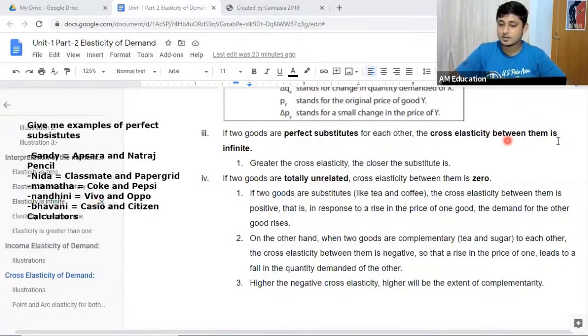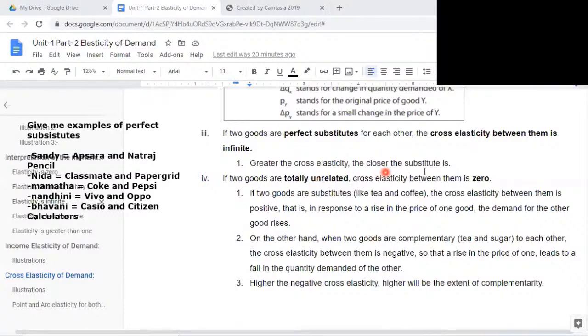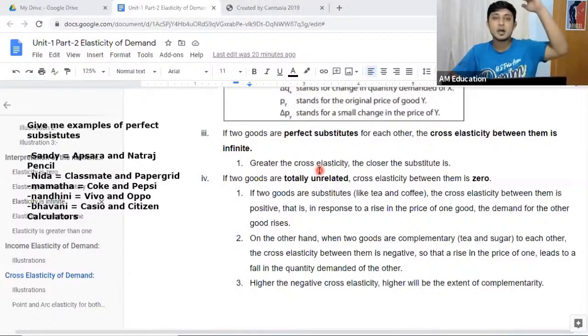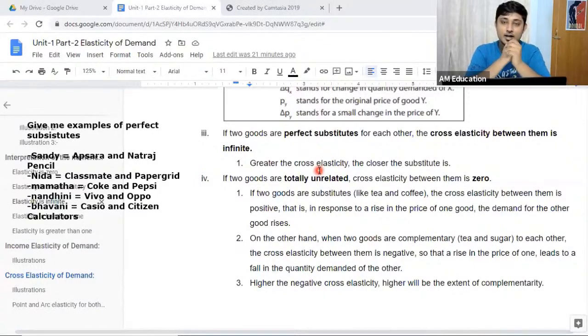Understood the meaning of the sentence? If two goods are perfect substitutes for each other, the cross elasticity between them is infinite. Greater the cross elasticity, the closer the substitute is. That means, what he's telling, the bigger the number is, the closer the substitute is. Right? So we do the formula, no?